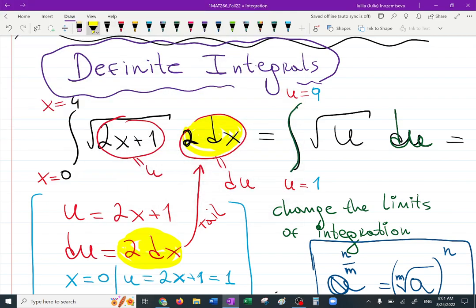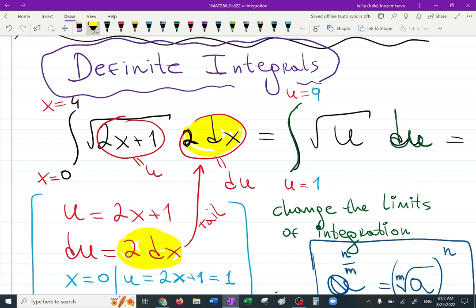Definite integrals, and I told you what to do if you have the integral from 0 to 4 of the square root of 2x plus 1, times 2 dx. The 2 dx was already there. Many people ask why we did not need a 1/2, and it's because the 2 was already there. It's a different example than before.